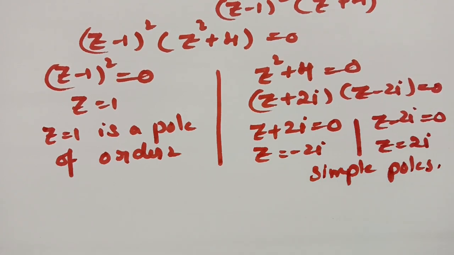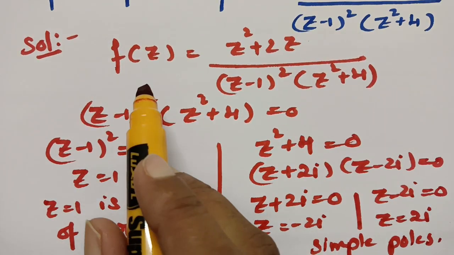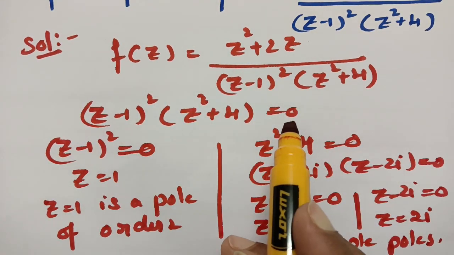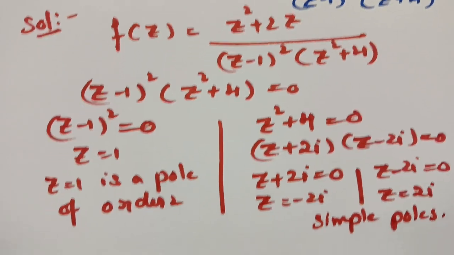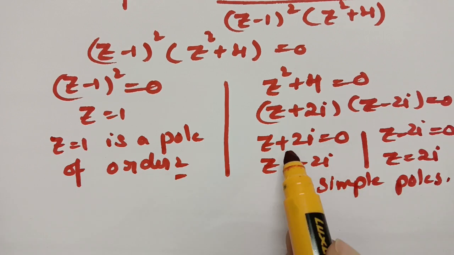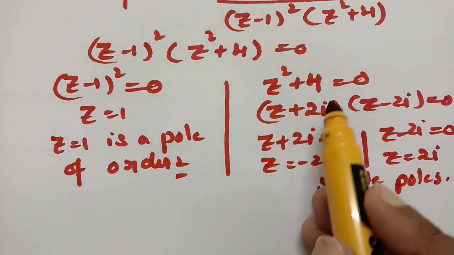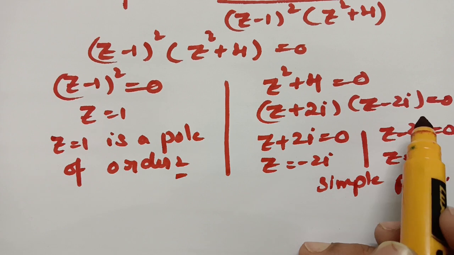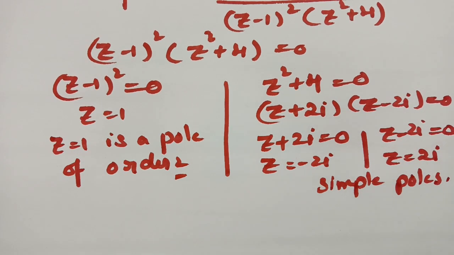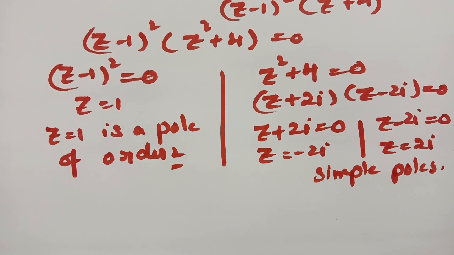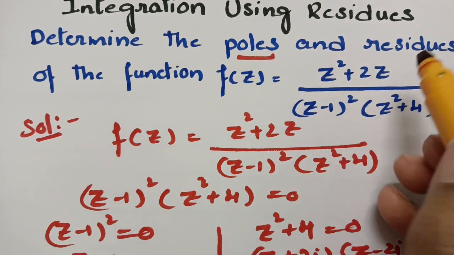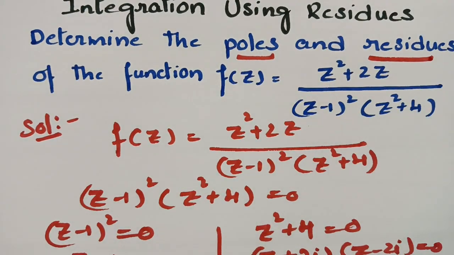Clear? See, first of all, what is given? The function f(z) is given like this. In order to find the poles, we have to equate the denominator to 0. After equating the denominator to 0, we got the pole value as z equal to 1, which is of order 2. And if I expand in the form a plus b into a minus b, the z value is minus 2i for one time and plus 2i for one time, and these are the simple poles. First, we have to find the poles for the given function, and next, we have to find the residues for the corresponding poles.